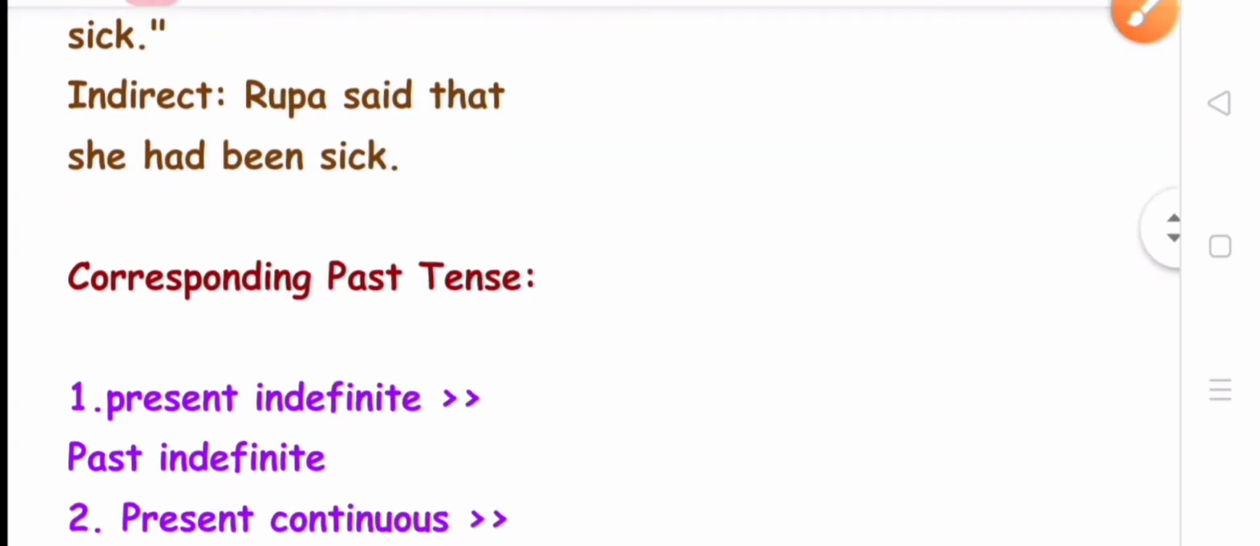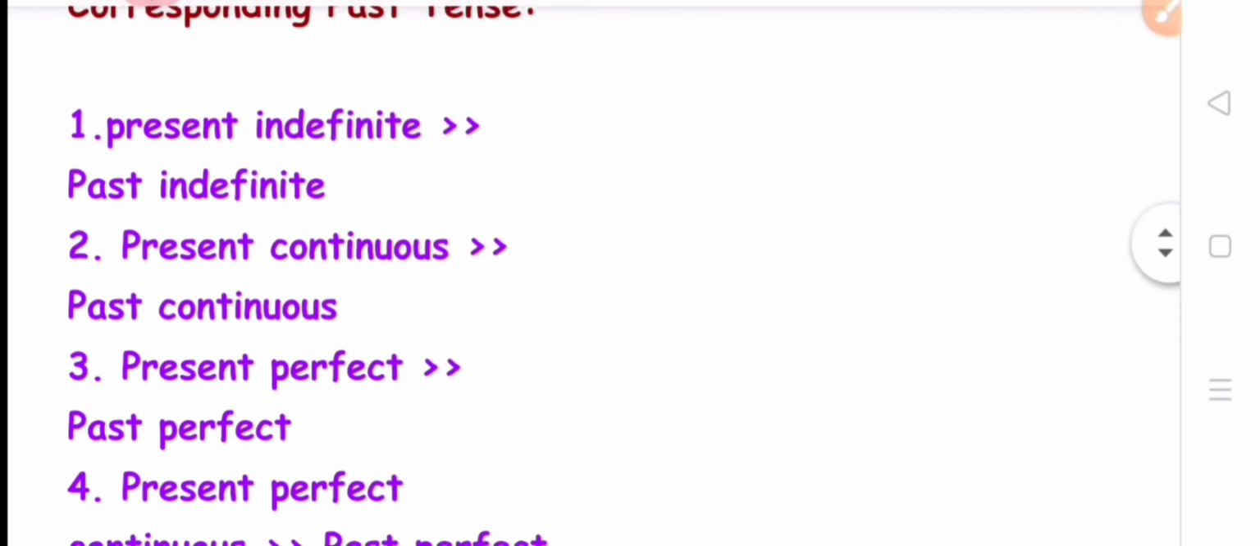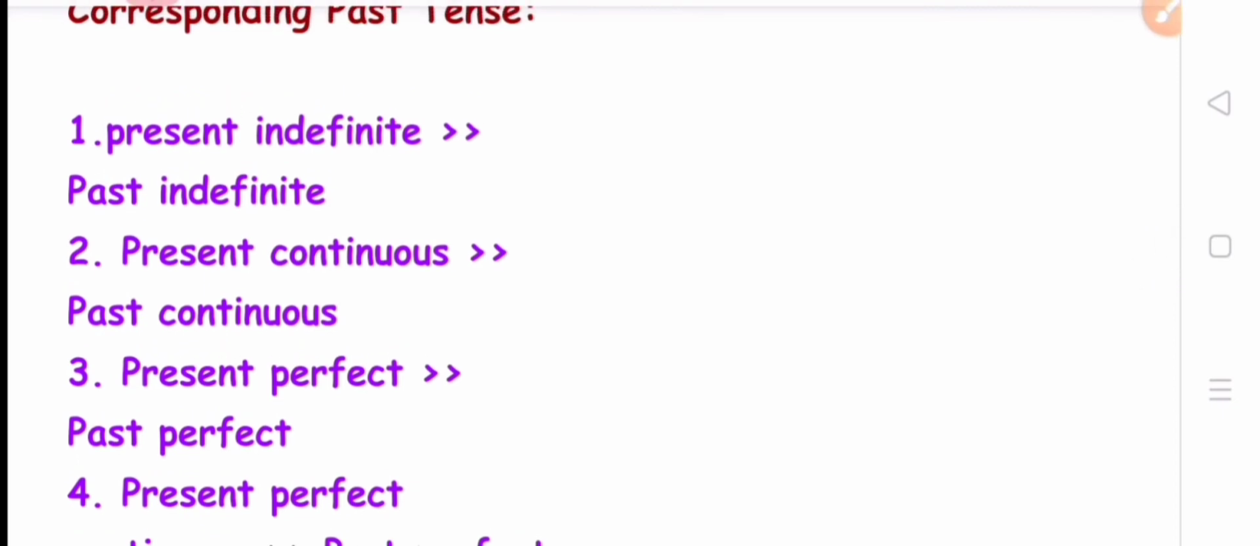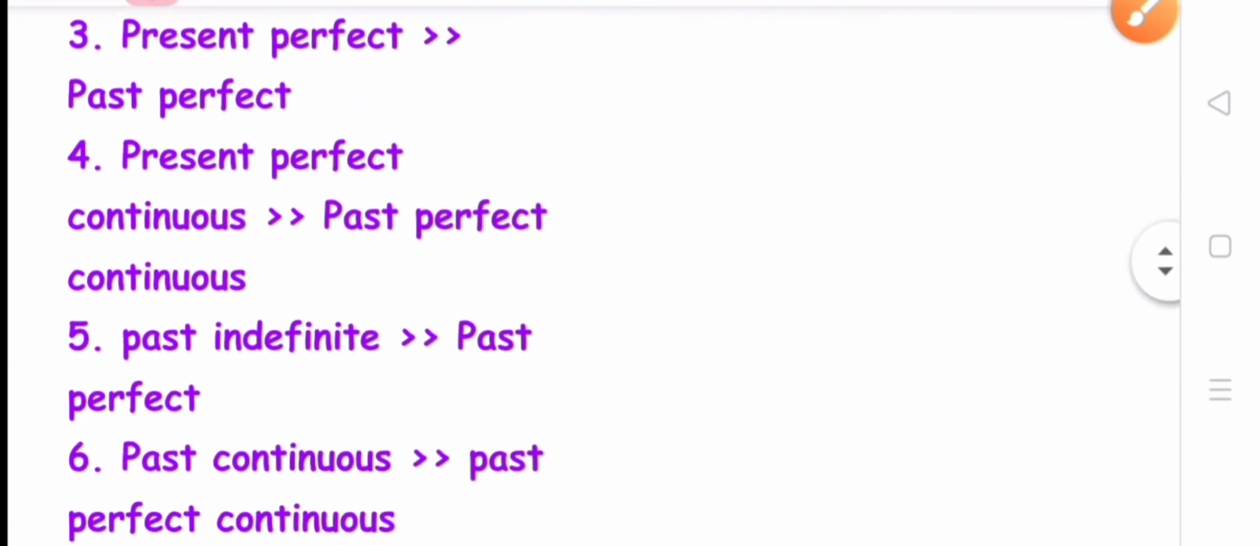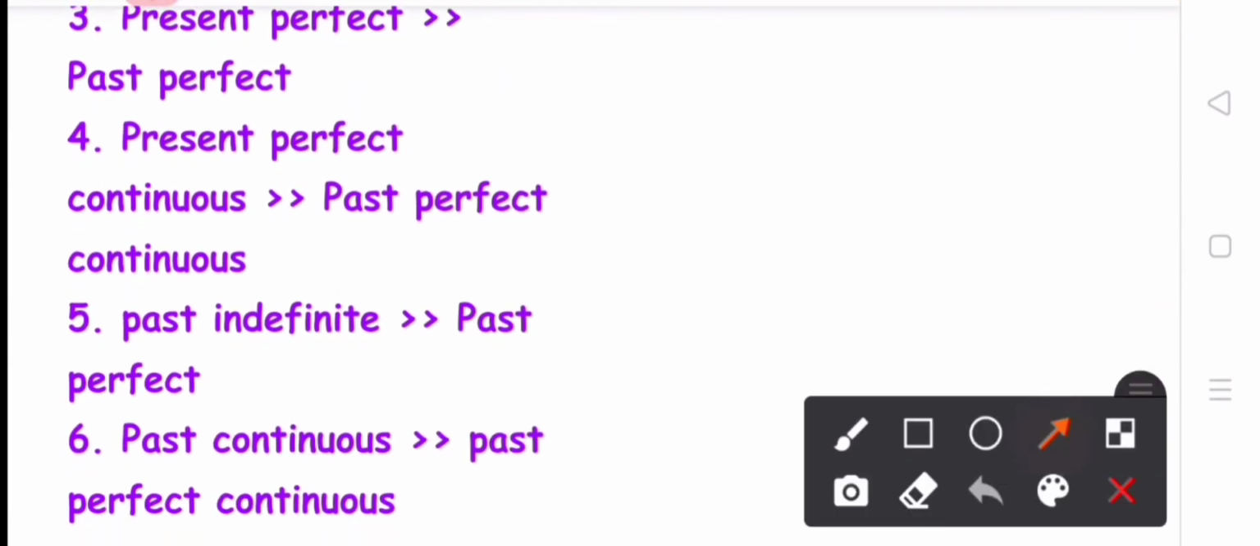Let us see some changes of tense, that is, corresponding past tense. Present indefinite will be changed into past indefinite. Present continuous will be changed into past continuous. Present perfect will be changed into past perfect. Past indefinite will be changed into past perfect. Past continuous will be changed into past perfect continuous.